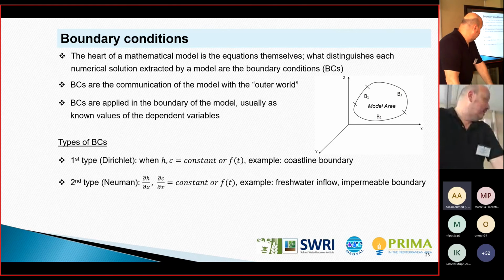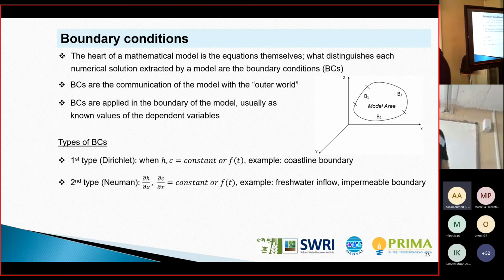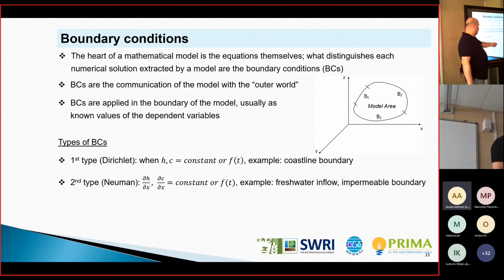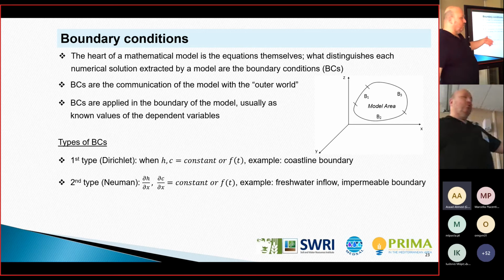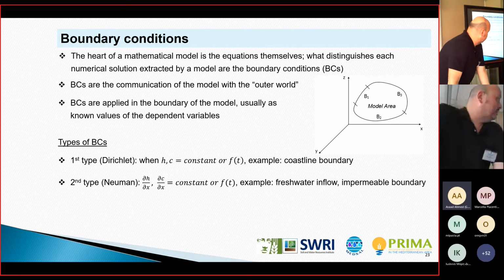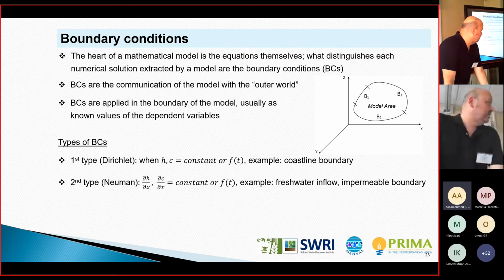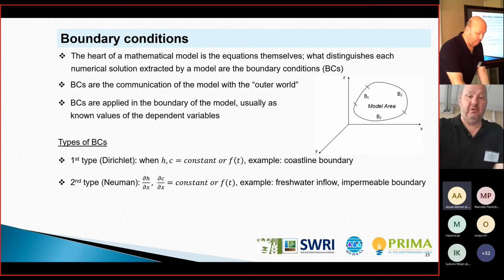The second type of boundary condition, or Neumann boundary condition, is applied when we know the gradient of the dependent variable, as defined from the first derivative, which can be equal to a constant value or a function of time. An example of the application of this type of boundary condition is when we know the freshwater inflow at the boundary of the model area, or also in an impermeable boundary at the bottom of the aquifer, let's say.